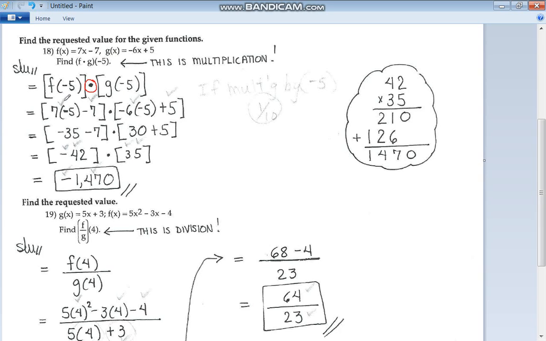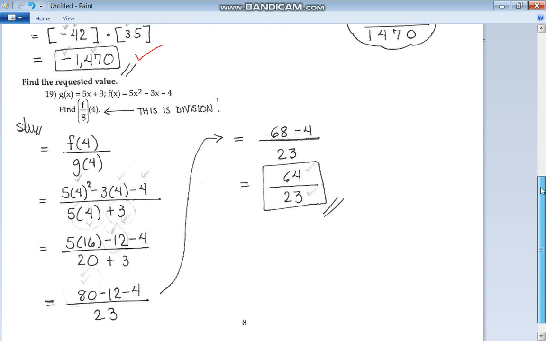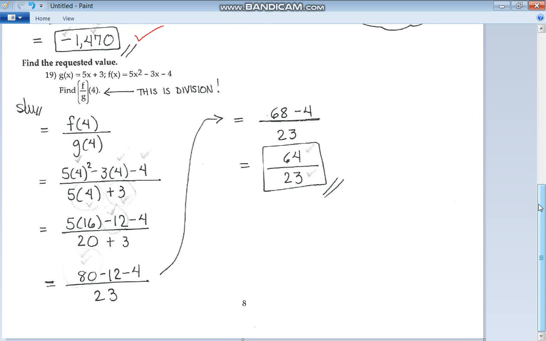But what is f of negative 5? It's 7 times (negative 5) minus 7, times negative 6 times (negative 5) plus 5. So do the multiplication first and get negative 35 minus 7, which is negative 42, times, do the multiplication first, get positive 30 plus 5 is 35. Multiply negative 42 and 35 on the side, and you'll get negative 1,470.